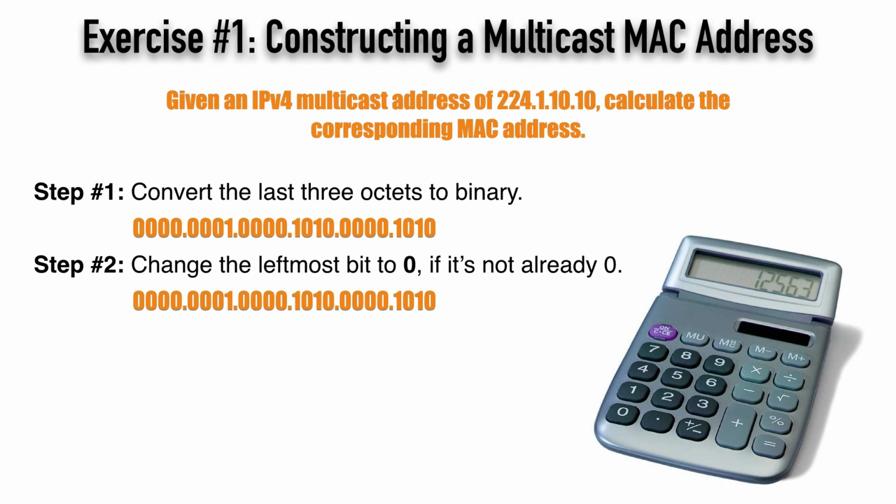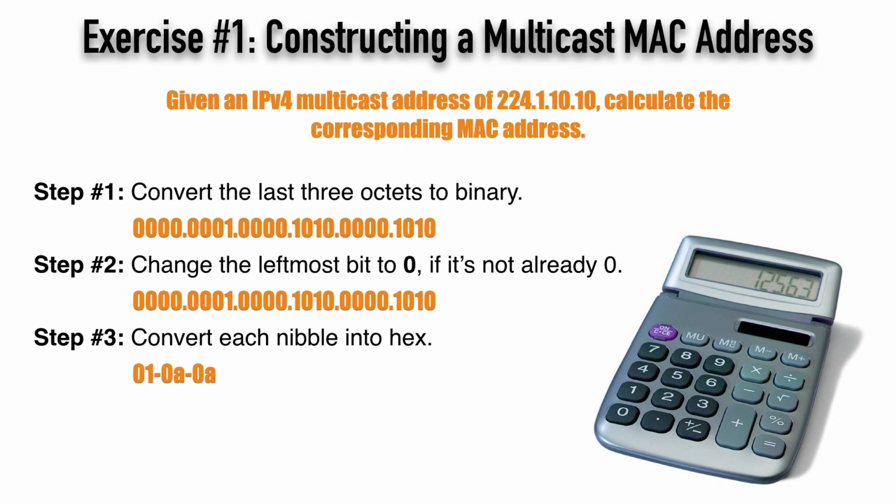Now we want to convert each nibble, as it's called, into a hex value. A nibble is a 4-bit value. Notice how I've put a dot after every 4 binary values. The first nibble would be all zeros. The next nibble is 0001. If we convert that to hex, that's a 1. Well, here I've taken all of those nibbles and converted them into hex values.